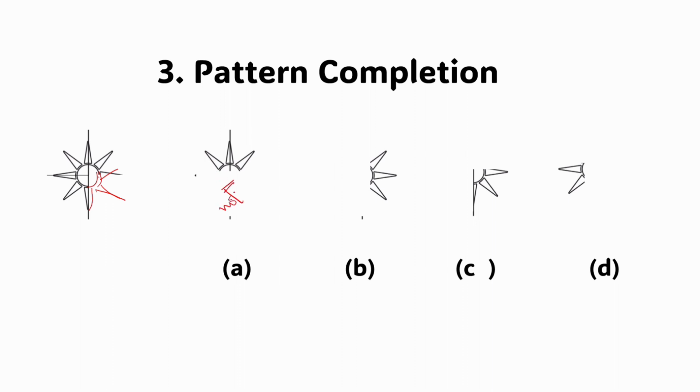No, not matching. And here we want only 1 ray, but here we are having 3 rays. So this is also not matching. And here we are having 2 rays and this is also not matching. Check whether this is matching the required figure or not. Yes, this is matching. So we are completing the figure. The correct one is C. This is how we have to do pattern completion.